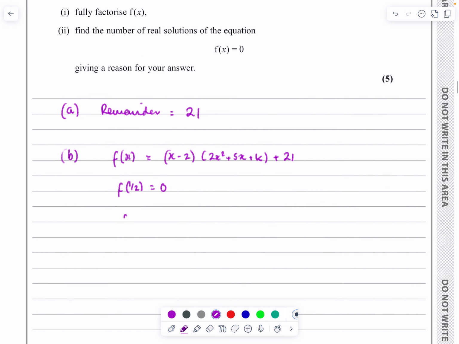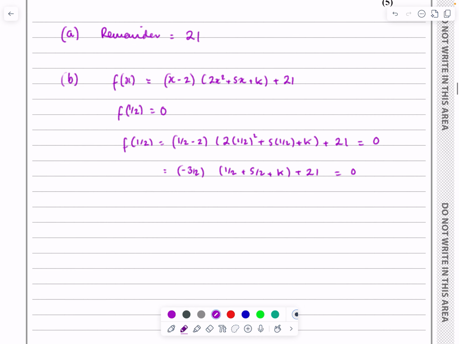Well, f of a half is going to be a half minus 2 multiplied by 2 lots of a half squared, 5 lots of a half, plus k, plus 21. So you've now just got to sub all those values in. Well, that's minus 3 over 2 there, and we're going to get a half. We're going to get 5 over 2 plus k plus 21, so that's equal to 0. So that's minus 3 over 2 times 3 plus k plus 21 equals 0.